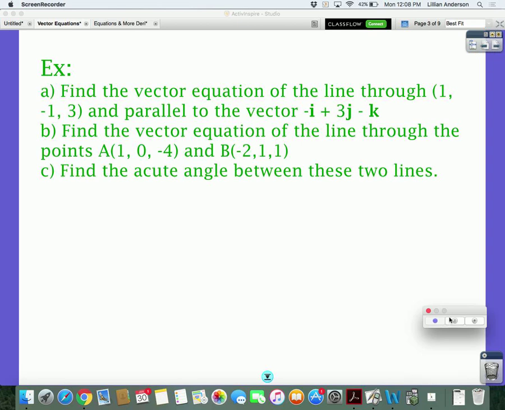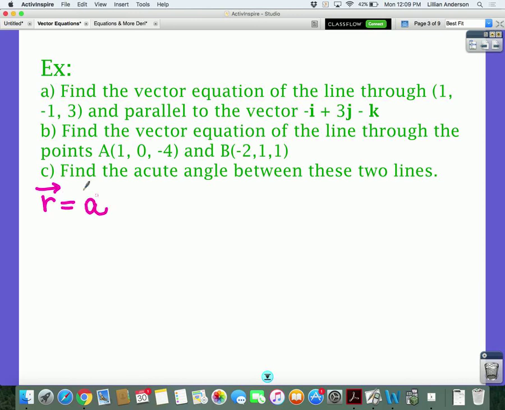All right, so we're gonna find the vector equation of the line that goes through the point (1, -1, 3), and parallel to that particular vector. Now do realize that when you are writing an equation, you do need to write it in the form of vector R equals vector A, plus some parameter, vector B. Okay, now B represents your direction vector.